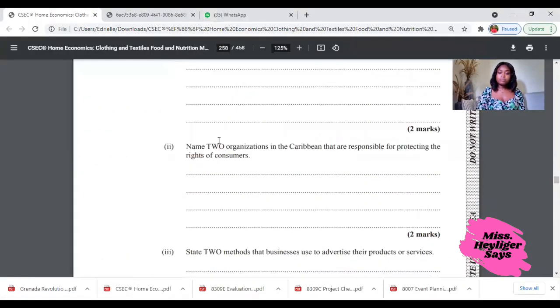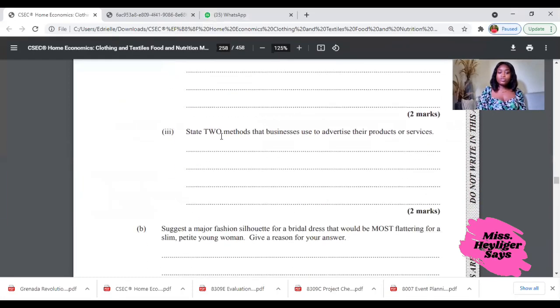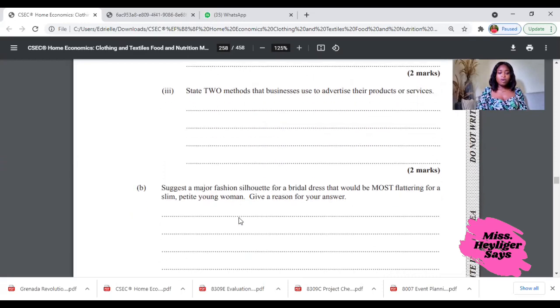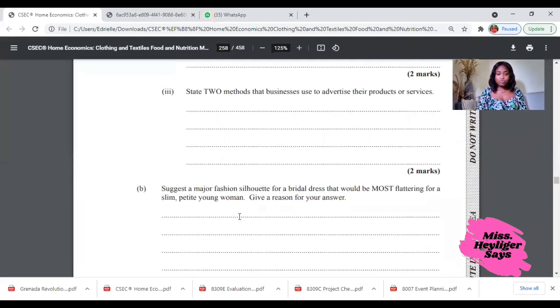All right, moving on. State two methods that businesses use to advertise their products or services. All you have to do is think about, okay, where have I probably seen an advertisement or been informed on a business's products or services before? And this could be a TV, it could be radio, it could be billboards, magazines. A lot of companies utilize social media right now, so that's also an option that you can put in. There's also word of mouth, sales personnel, etc. Once you would have stated those two, you get your marks.